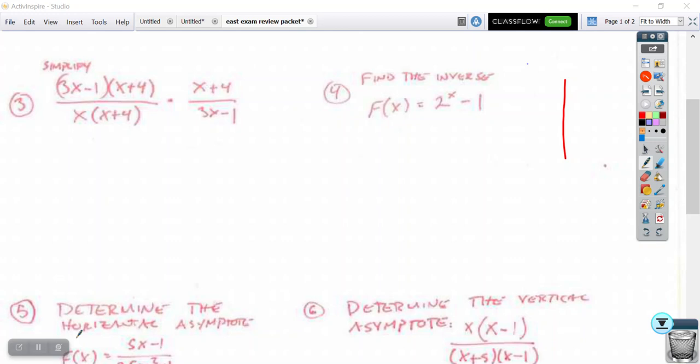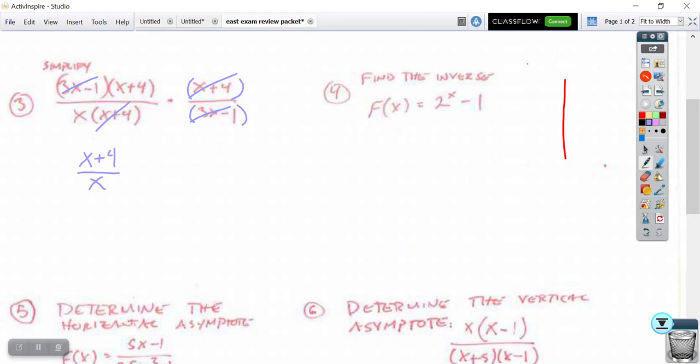So when we're simplifying, we're looking for common terms that we can cancel out. And in this case, 3x minus 1 divided by 3x minus 1 is 1, so that just cancels out, as does x plus 4 and x plus 4. So really, we're just left with x plus 4 over x. So that one's actually really quite quick.